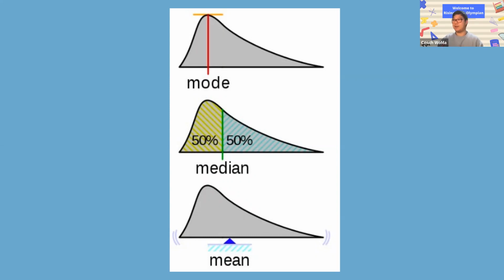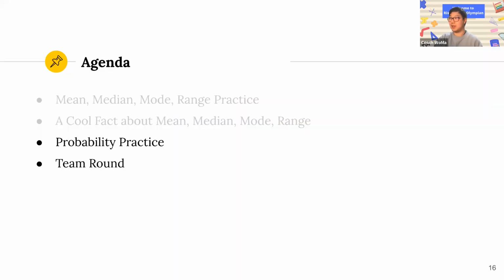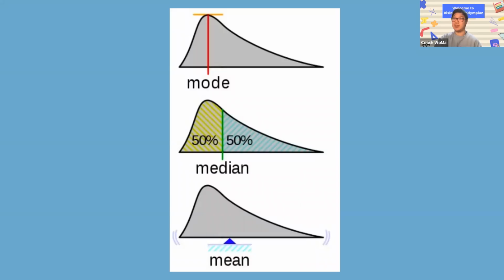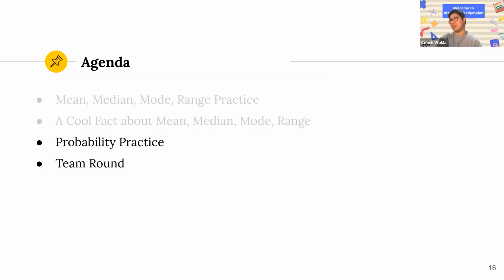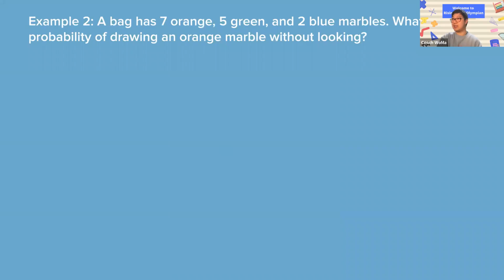So this is kind of what mean, median, mode, range is, still the same, but this is what mean, median, mode become when you go into more complicated statistics. So that's just something I wanted to share with that. And now let's go into probability. So this can sometimes be related to the different statistics stuff that we talk about, because sometimes this distribution is a probability curve. Anyways, let's go into probability practice.